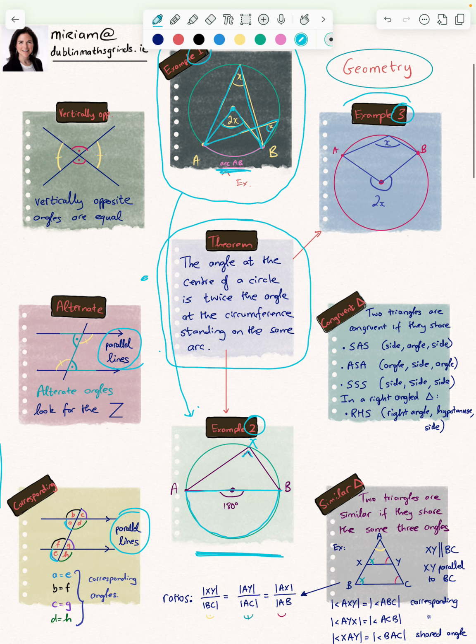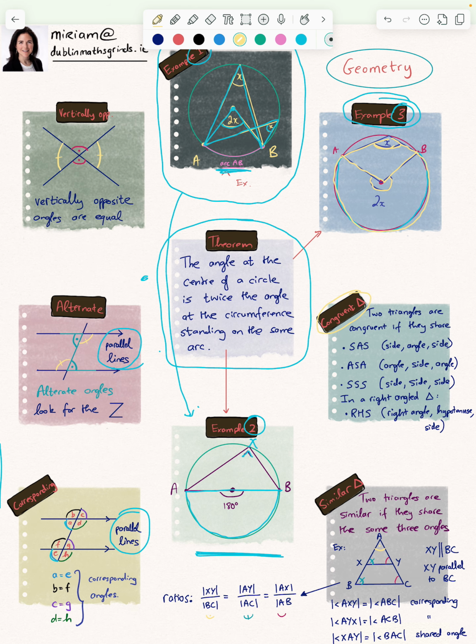And then up to example 3, this is the odd looking one. The arc AB here, which you can barely see, is greater than half the circle. So this angle at the center is a reflex angle, but it's still there. That's the angle at the center, and it's twice the angle at the circumference standing on that same arc. So just watch out for those.